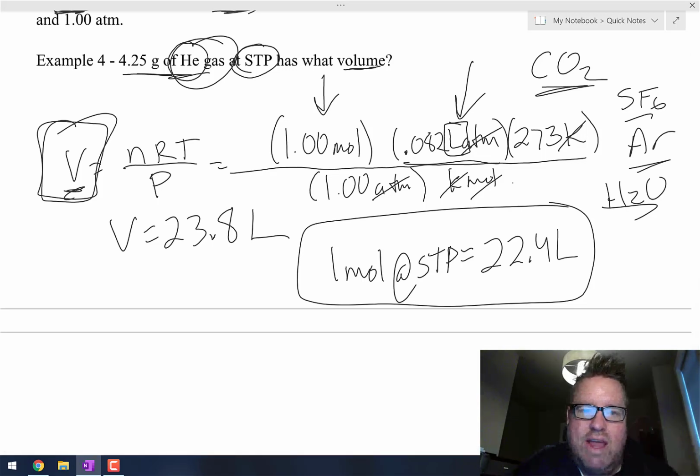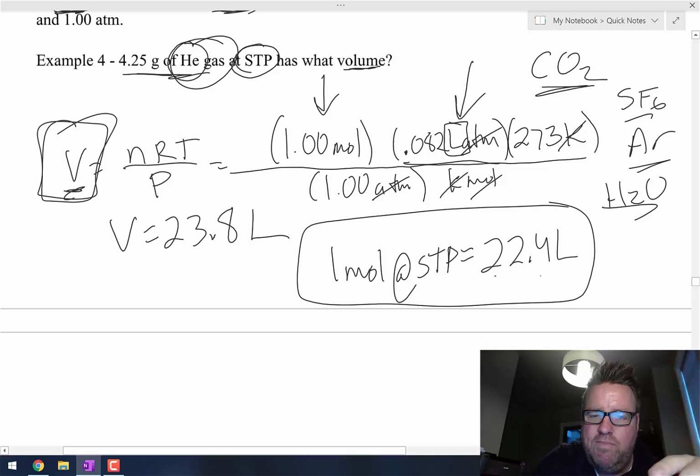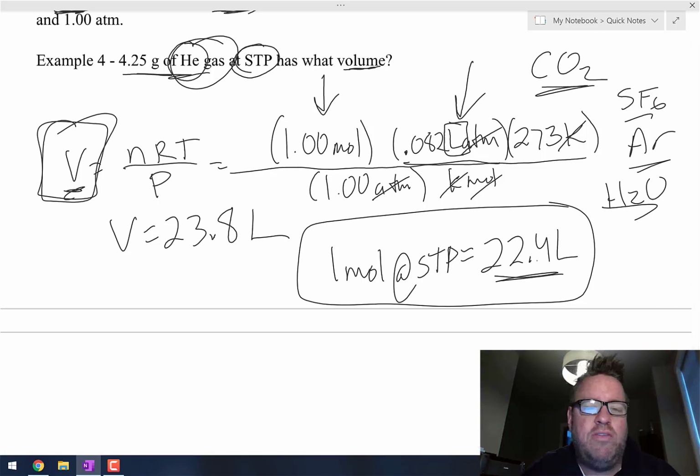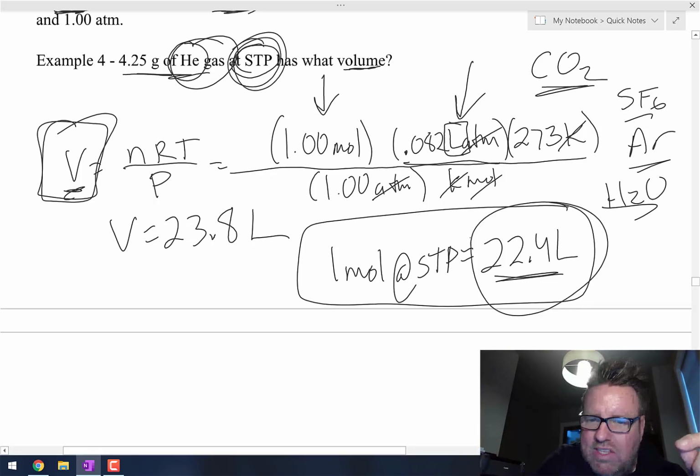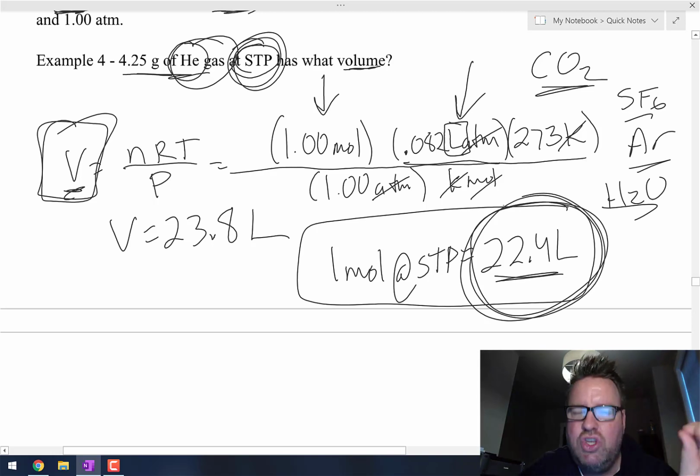Which means that if you're given the moles of a gas, let's say you have 2 moles of a gas and you're at STP. What's the volume? Well, you just double 22.4, 44.8. What if you have half of a mole of a gas, any gas at STP? Well, what's half of 22.4? 11.2. So one of the nice things about STP, anytime I see those letters STP, this is the number that pops into my head, 22.4.